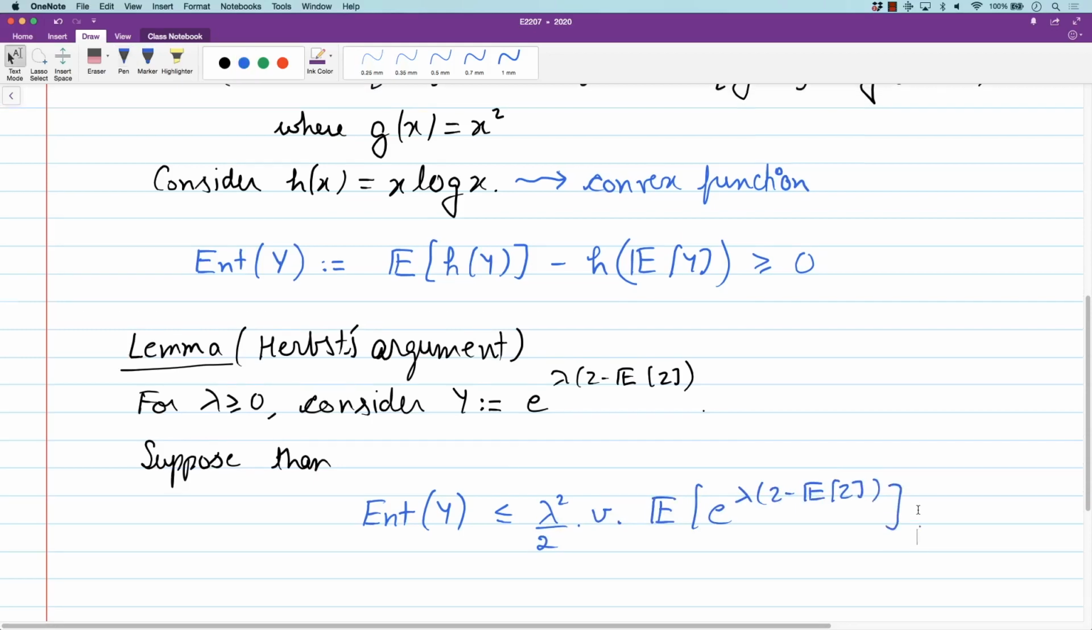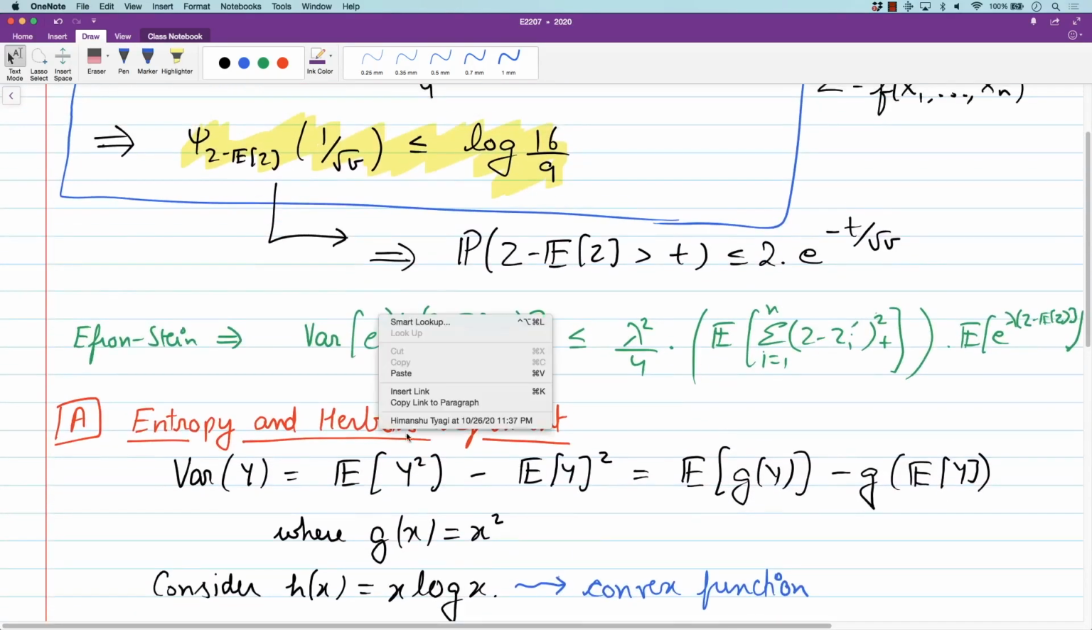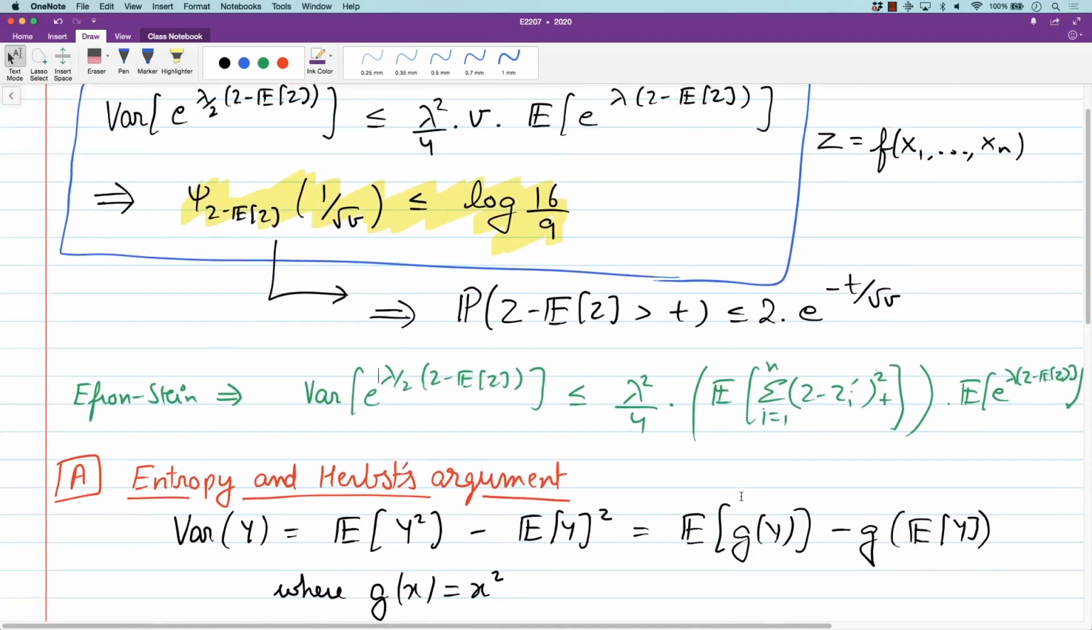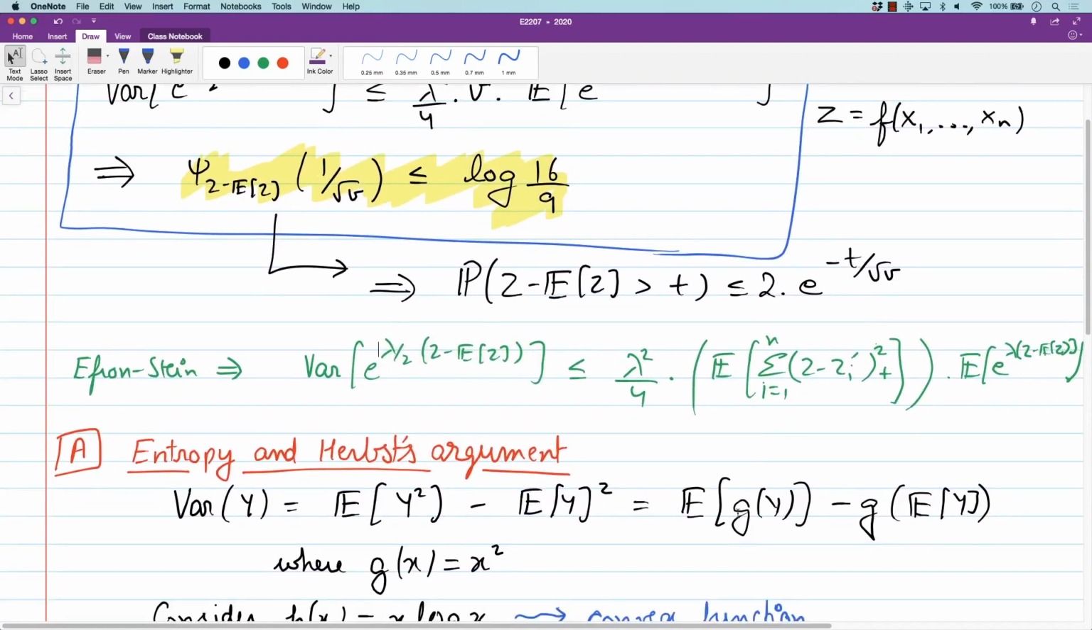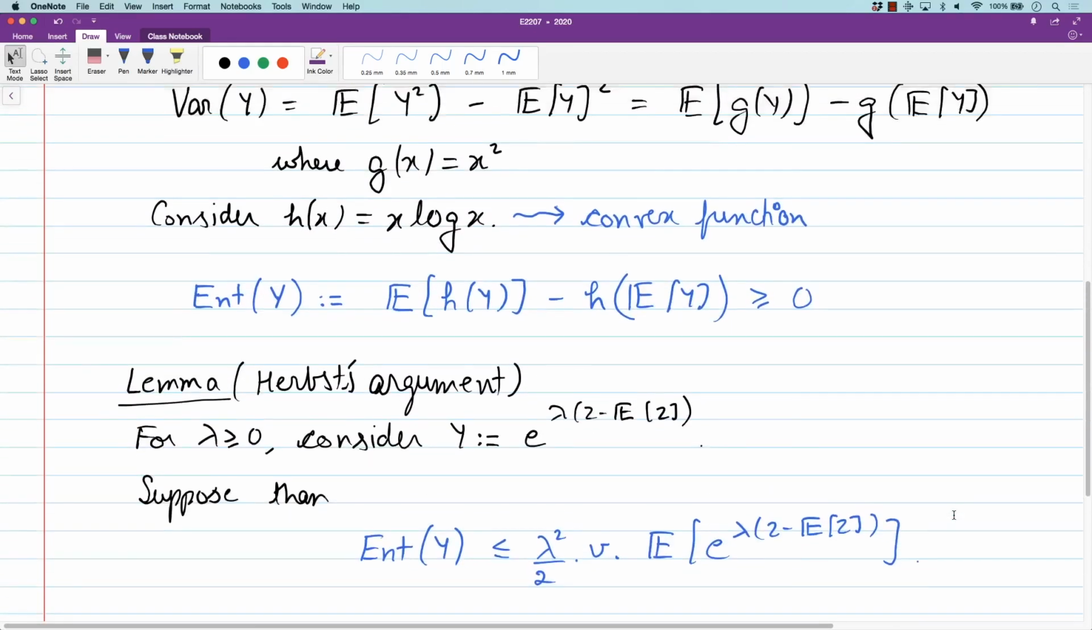Suppose this is true. Note that this condition is very similar to what we had before, where the variance was less than this. We were looking at the variance of the random variable Y with a factor of half here. So you can actually think of this function g as x and square root x, if you like. That would also look similar.